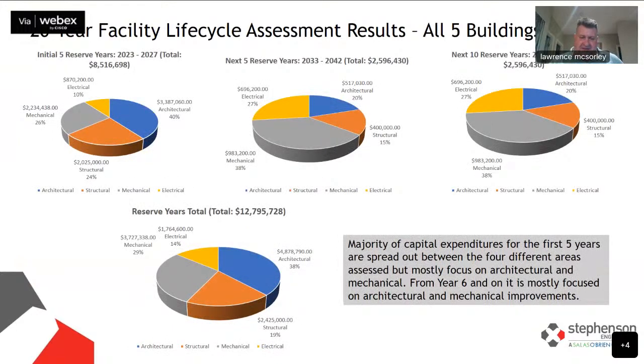So the slide on the left is kind of just where the money goes in the first 5 years. The one at the bottom is kind of the conglomerate of the next 20 years. So you can see that it's split amongst architectural items, electrical, mechanical, structural pieces. So it's not just one thing.